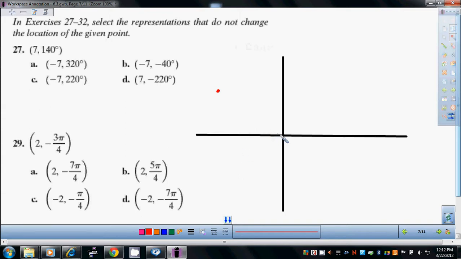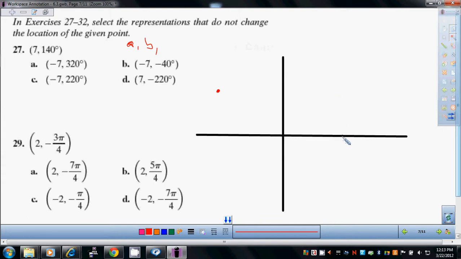So part A, I'm going to go positive 7, 320, but then negative radius flips it over. Is that the same? Yes. So A. Now I go to B. Positive 7, 40 degrees, negative 40 flips you over the x-axis. Negative radius flips you over the origin. Is that the same? Yep. So far so good. C. Positive 7, 220 degrees. Radius is negative, so it takes me over here. Not the same, so I'm just going to leave that one off.